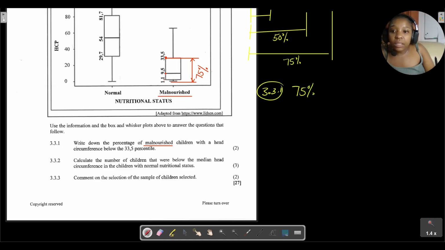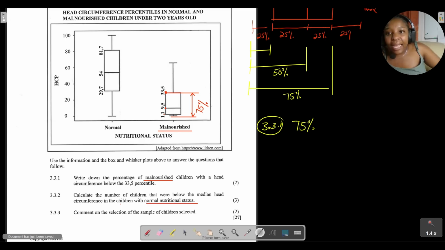75%. Nice and easy. Question 3.3.2. Calculate the number of children that were below the median head circumference in the children with normal nutritional status. So here it's telling us that we need to focus on the normal box and whisker diagram. We want to determine how many children were below the median.